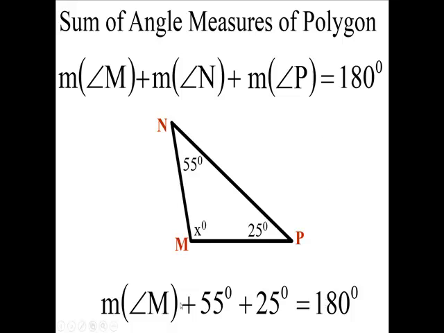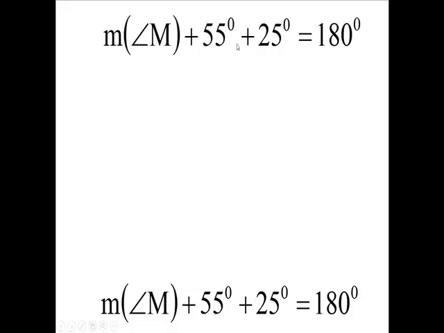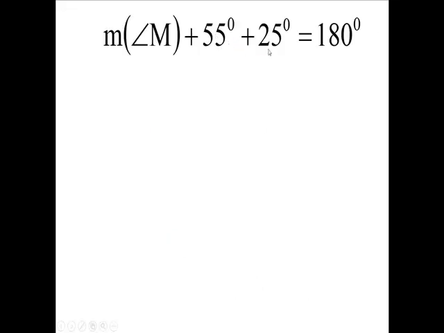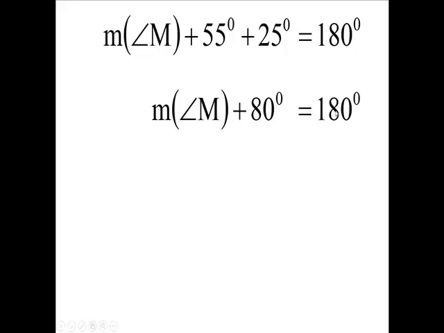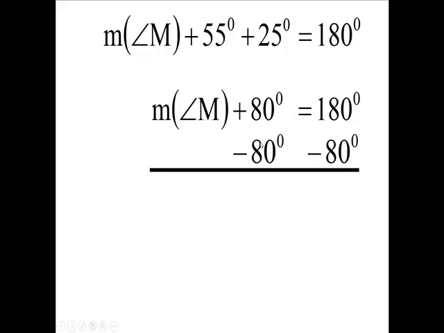So let's solve. Tell me how big angle M is. Let's erase all that, put that up at the top. And if you add 55 and 25, you get 80. When you add this plus angle M, you should come up with 180. Okay? Now we're going to get rid of the 80 right now. So the measure of angle M is going to equal 180 minus 80, which is 100 degrees.